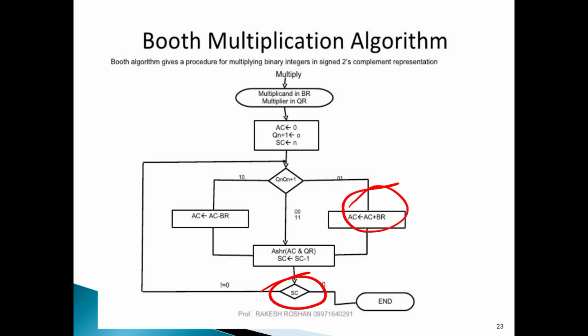Next one, if it is 0 1, then what will you do? Add AC plus BR. If it is 0 0 or 1 1, then directly perform the arithmetic shift right operation for AC and QR. After performing the arithmetic shift right operation, decrement the sequence counter, right? After decrementing, check the sequence counter; if it is 0, then go to end. If it is not equal to 0, this process continues until the sequence counter equals 0, right?